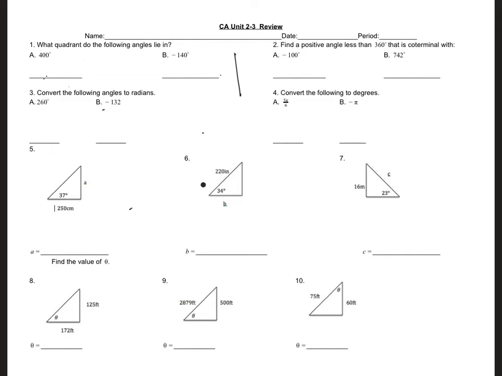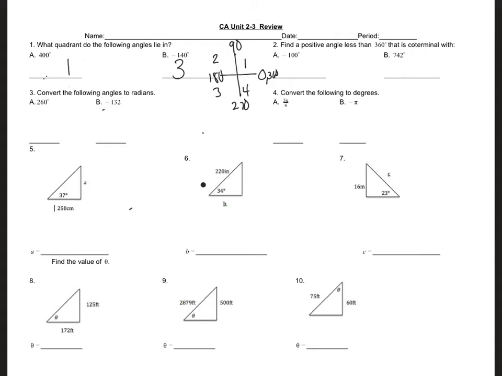Okay, so let's go ahead and draw a little thing here just to see what we have. What quadrant would 400 degrees lie in? That's going to be quadrant 1. Negative 140. Remember, for negative, we go counterclockwise. So that's going to be 0, negative 90, negative 180. So that would be quadrant 3.